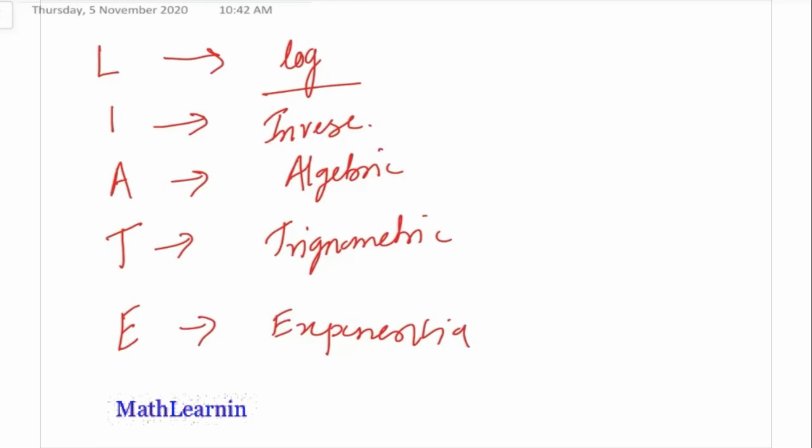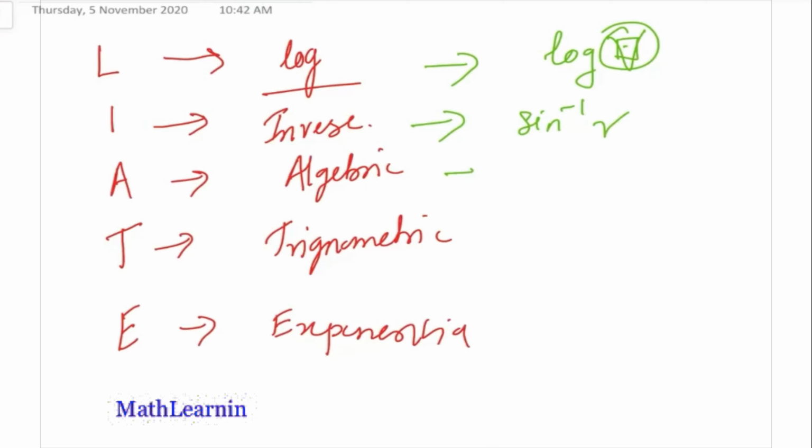In log, we can have log of the variable. This variable can be anything, so I prefer to use this box for the variable, or you can say V. These are the logarithmic functions. The inverse trigonometric ones are sine inverse, tan inverse, cos inverse, cot inverse. These are the inverse trigonometric functions, for example sine inverse of the variable.